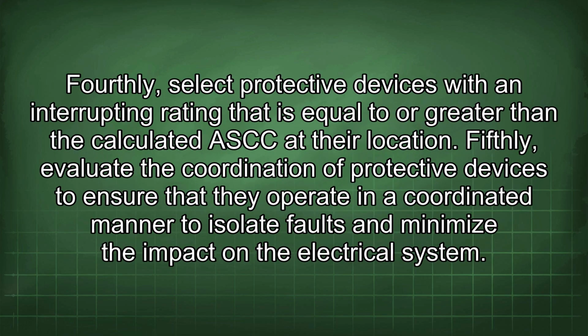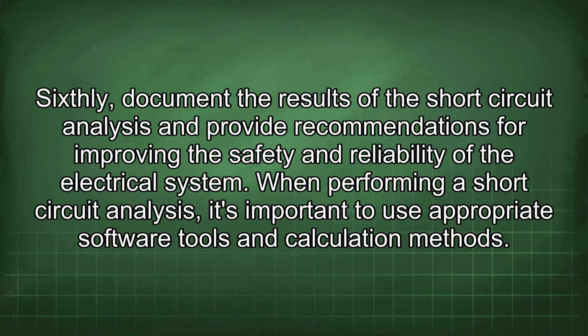Fourthly, select protective devices with an interrupting rating that is equal to or greater than the calculated ASC at their location. Fifthly, evaluate the coordination of protective devices to ensure that they operate in a coordinated manner to isolate faults and minimize the impact on the electrical system. Sixthly, document the results of the short-circuit analysis and provide recommendations for improving the safety and reliability of the electrical system. When performing a short-circuit analysis, it's important to use appropriate software tools and calculation methods.